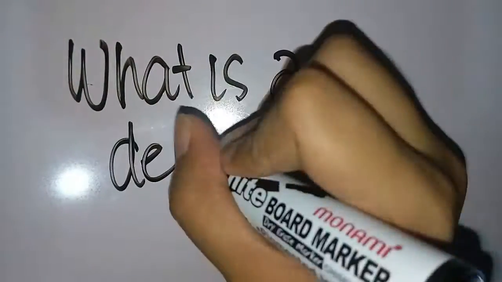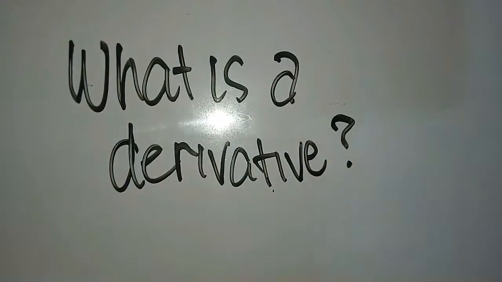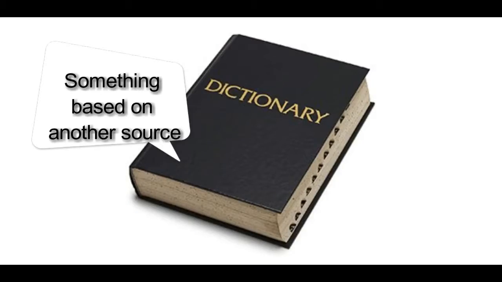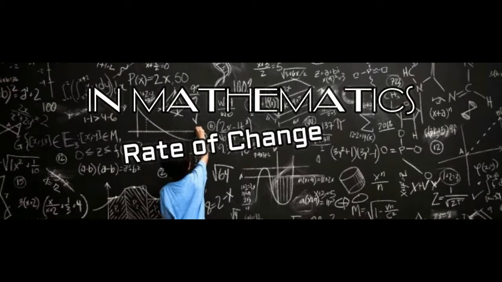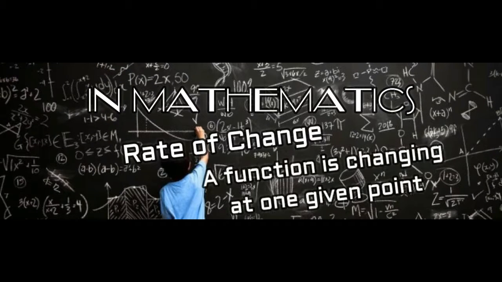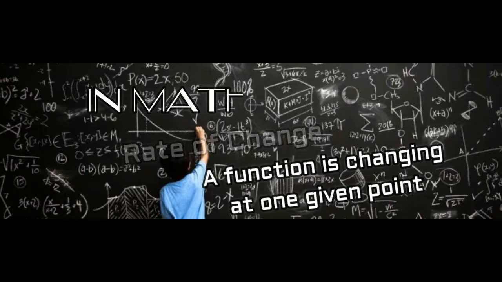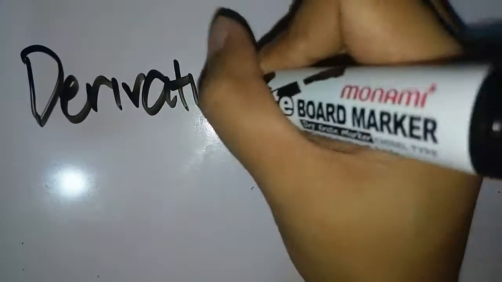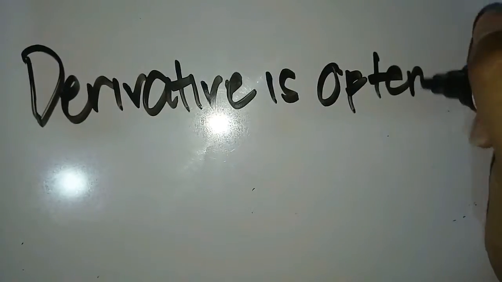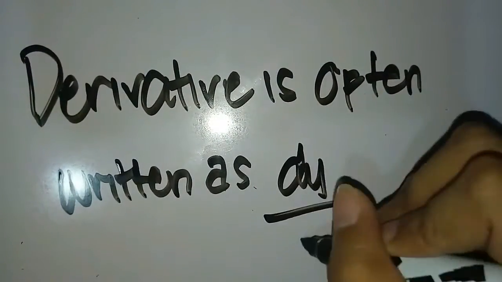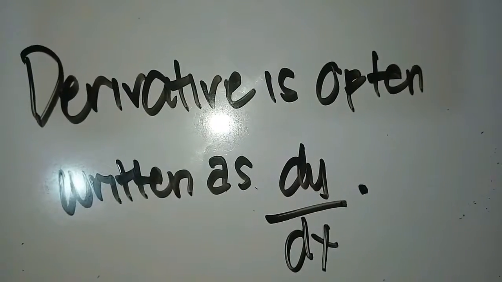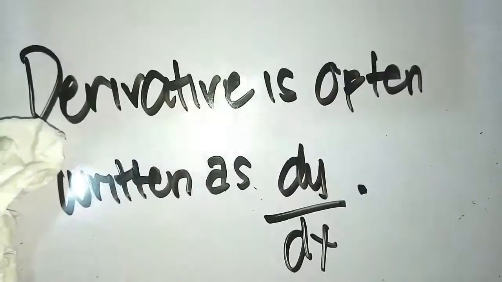First, what is a derivative? If read from a dictionary, it is something based on another source. In mathematics, it is a way to show the rate of change, that is, the amount by which a function is changing at one given point. The derivative is often written using dy over dx, meaning the difference in y divided by the difference in x. The d's are not variables and therefore cannot be cancelled out.